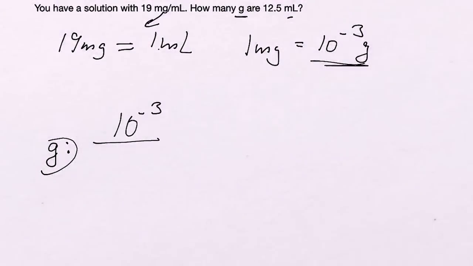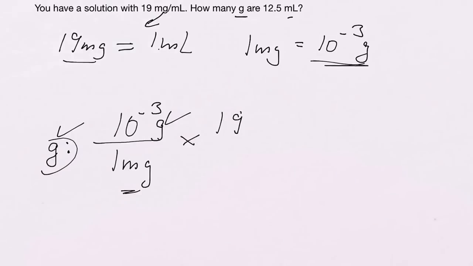So grams, that's the unit we are looking for. Do we have grams anyway? Yes, we've got that here. So we write this as 10 to the minus 3 gram is equivalent to 1 milligram. And so the gram is correct. We just have to get rid of the milligram. Do we have milligram anyway? Yes, we've got milligrams here. So we write this so that the units cancel out. We have 19 milligrams divided by 1 milliliter. So we see the milligrams cancel out. We just have the milliliter left.